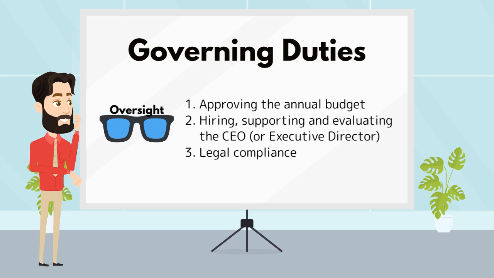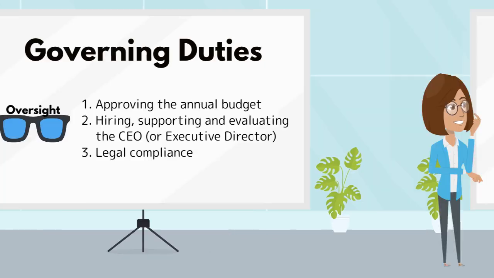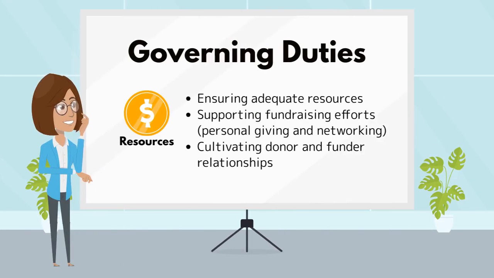A board also does quite a bit of oversight, which includes approving the annual budget, hiring, supporting, and evaluating the CEO or executive director, and ensuring compliance of law, bylaws, and ethical standards. Finally, the board is responsible for ensuring the organization has adequate resources to carry out their mission. This involves supporting fundraising efforts, which includes personal giving and networking, and cultivating donor and funder relationships.